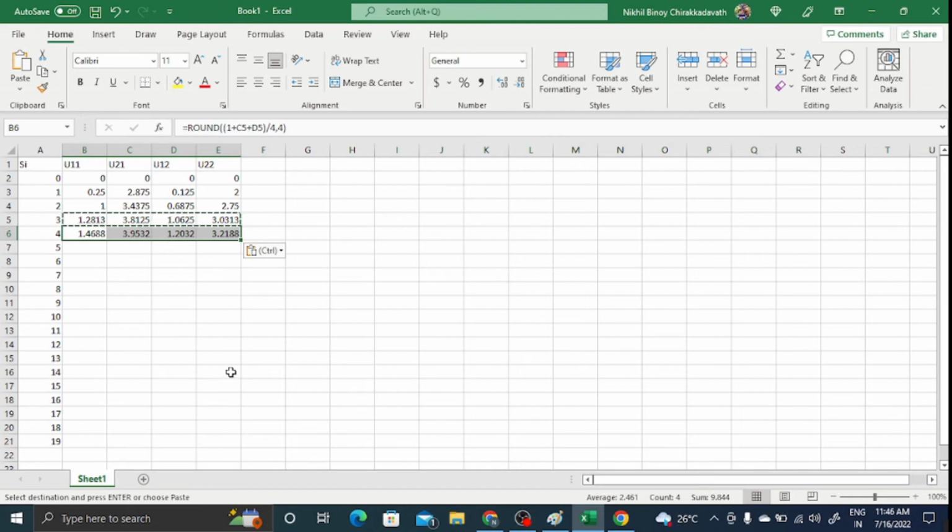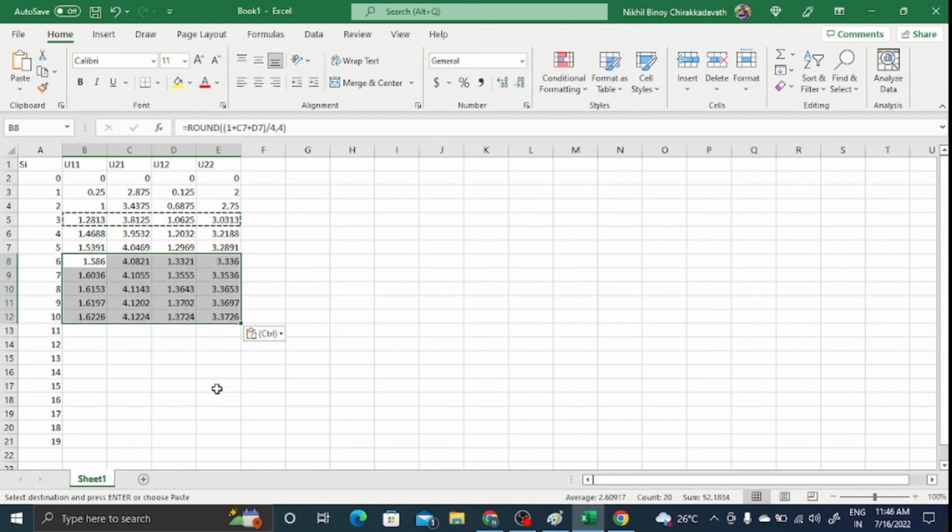That is U11 equal to 1.4688, U21 equal to 3.9532, U12 equal to 1.2032, U22 equal to 3.2188. Now this is the fifth iteration. U11 equal to 1.5391, U21 equal to 4.0469, U12 equal to 1.2969, and U22 equal to 3.2891. So if you are continuing up to the 10th iteration, these are the values.